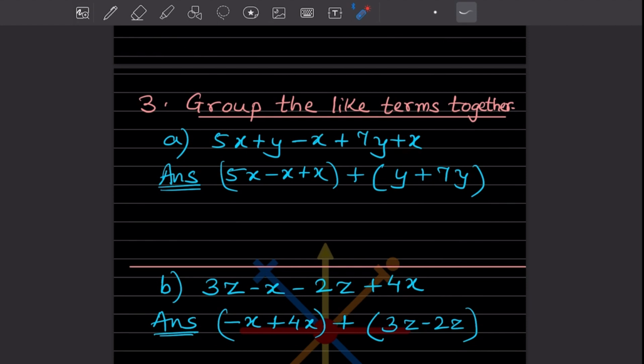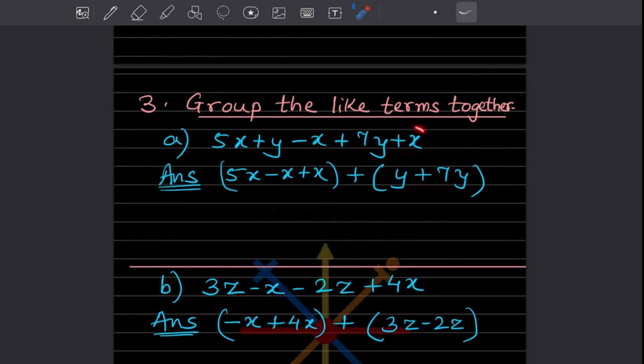If they tell us to solve further, this minus x plus x goes off. So what will remain here is 5x, and here plus, and when you add this, there is 1 over here, 7, 1 plus 7, that is going to be 8y. But we don't want this answer, they just ask us for the grouping.